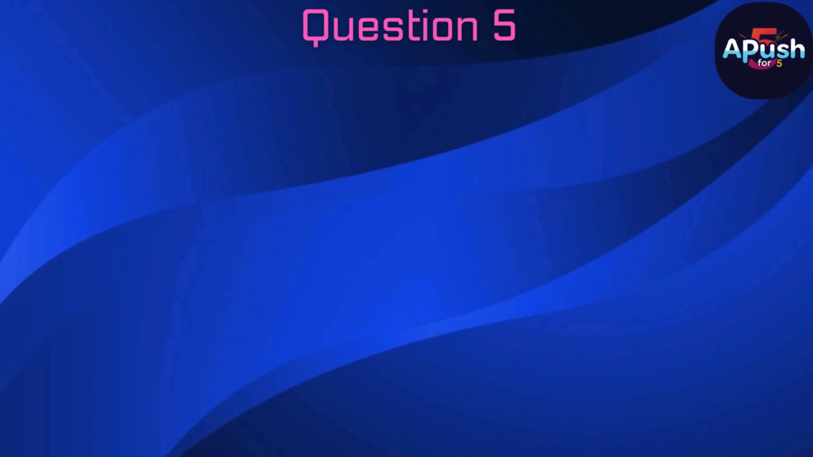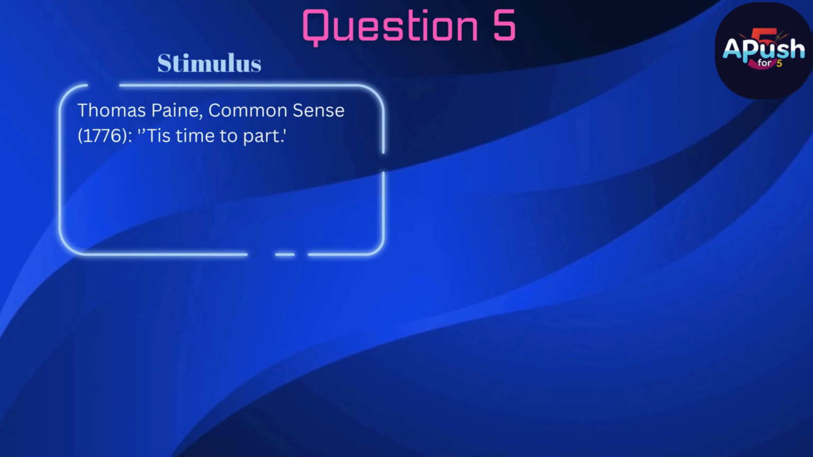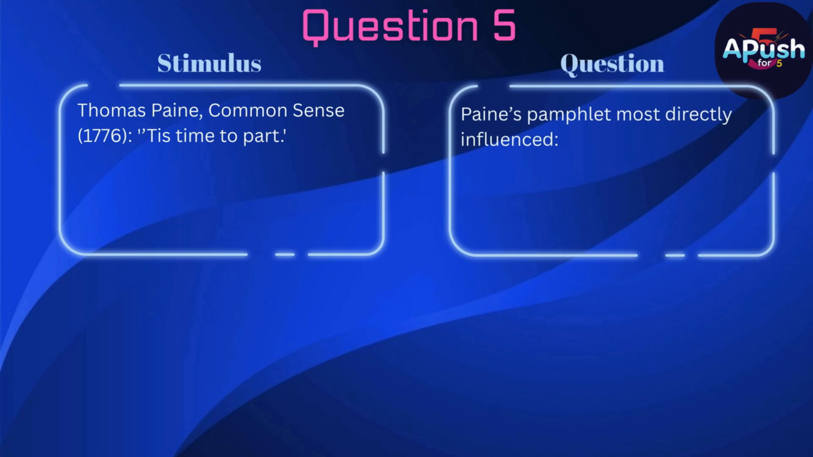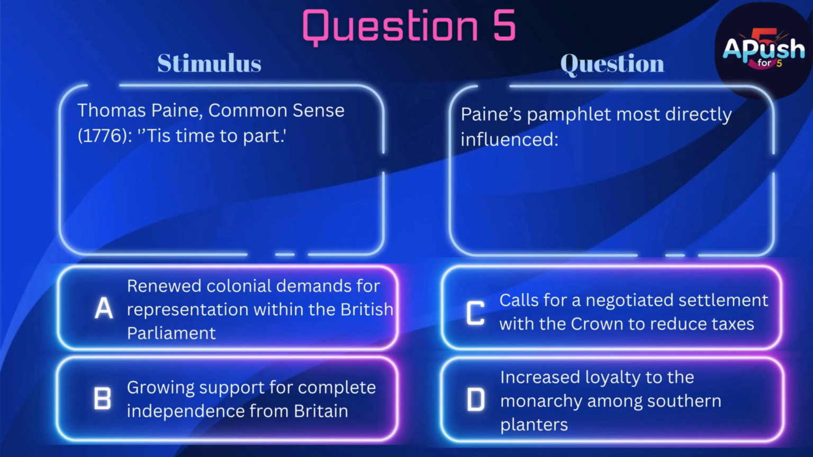Question 5. Stimulus. Thomas Paine, Common Sense, 1776. 'Tis time to part. Question. Paine's pamphlet most directly influenced A. Renewed colonial demands for representation within the British Parliament. B. Growing support for complete independence from Britain. C. Calls for a negotiated settlement with the Crown to reduce taxes. D. Increased loyalty to the monarchy among Southern planters.